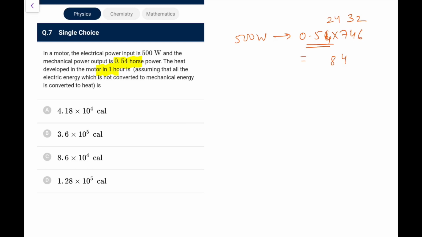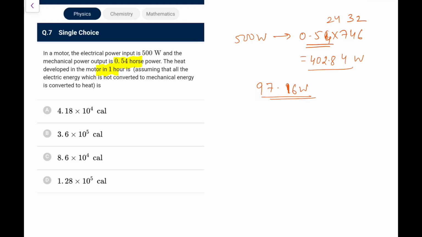54 7s, we will get 270 plus 108, that is 378 plus 24, that is I suppose 402. So 402.84 watt it is utilizing. So almost 97.16 watt it is wasting in heat.